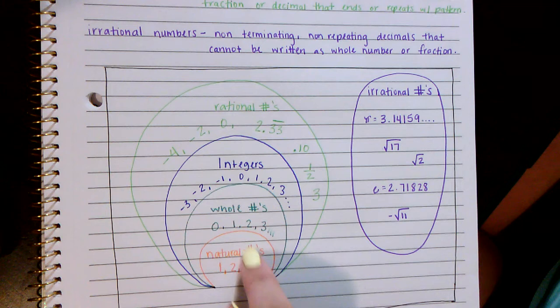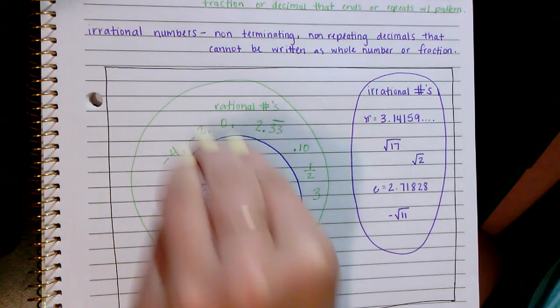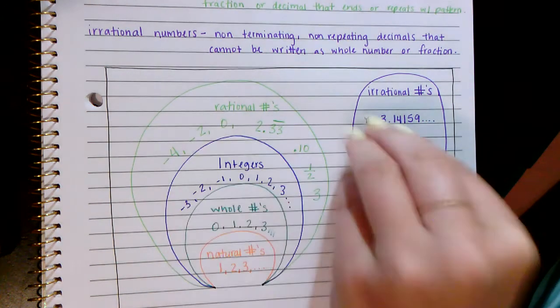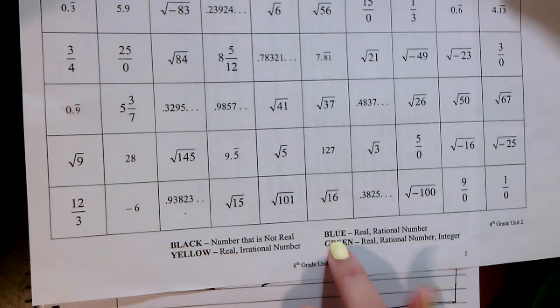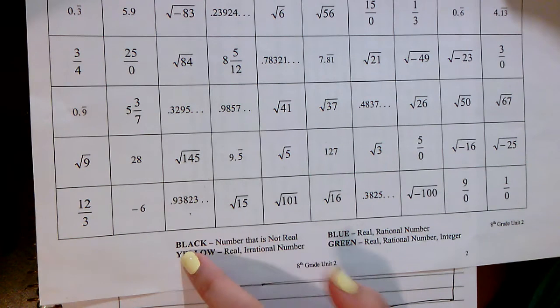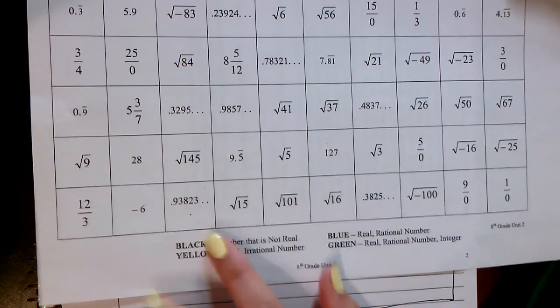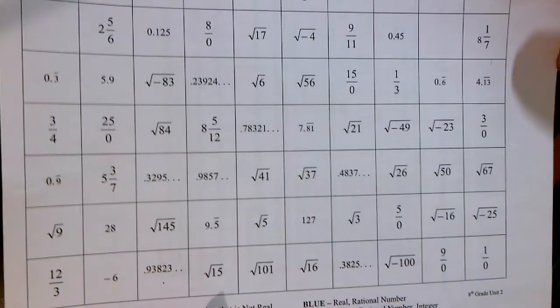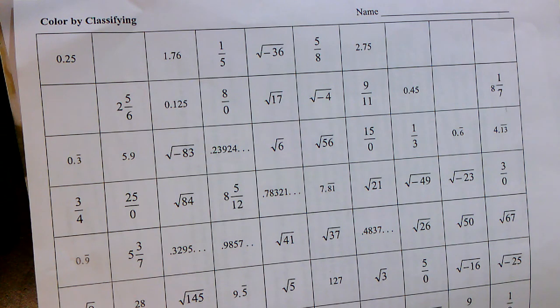If it's not fitting within these three, then it's going to fit within rational, or maybe it's irrational. So you just have to make sure that you understand the classifications. You're looking at blue, green, yellow, and feel free to color in the imaginary numbers black. If you need to look up some things online to help you with this, you can, but that is your assignment for today. So you're just coloring the blocks based on the number classification that you see. Okay, so that's it for today.